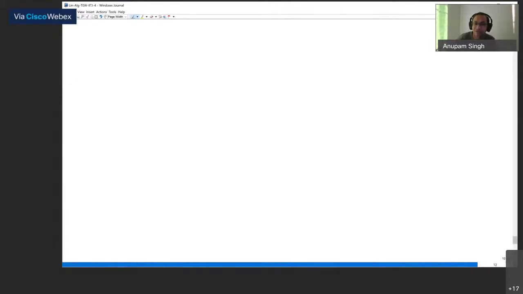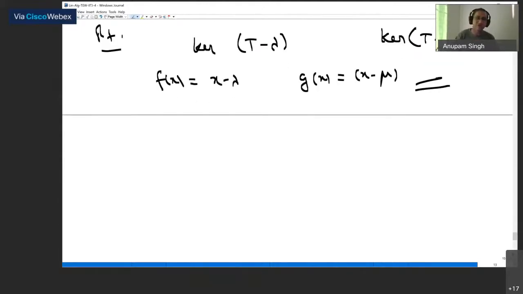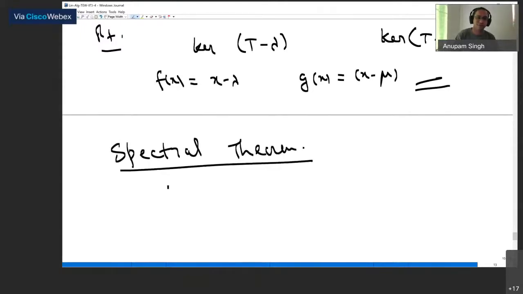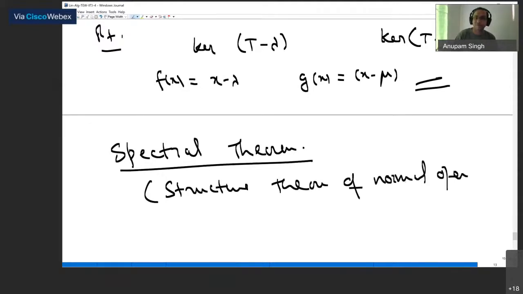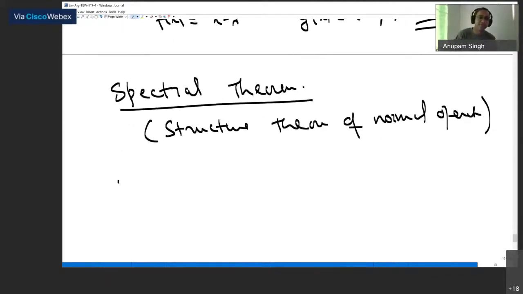So I'll just take another 5 minutes to write down the final statement, because it just follows from all the things I have proved here. This is what is called the structure theory or spectral theorem, or simply the structure theorem of normal operators. I'll write the two cases separately rather than mixing them together, as otherwise they look very complicated.